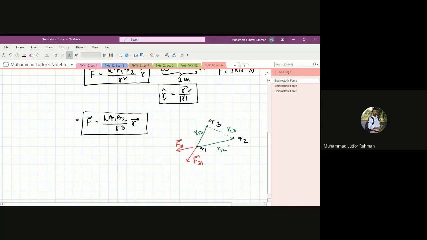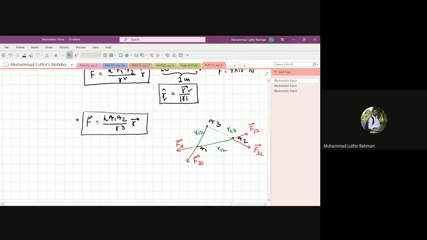Same way, you can draw for Q2. On Q2, there will be one force, which is the force on 2 provided by 1. There will be one more force, which is going to be provided by 3. Sorry, it will be directly towards. This will be the force on 2 provided by 3.